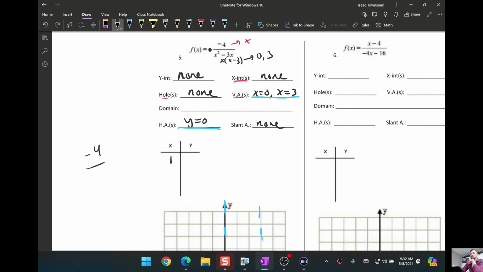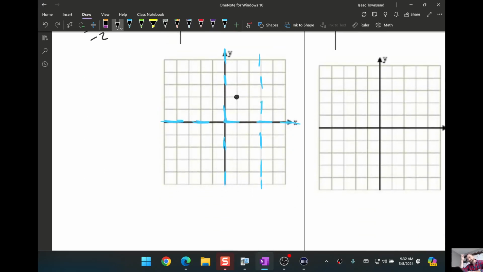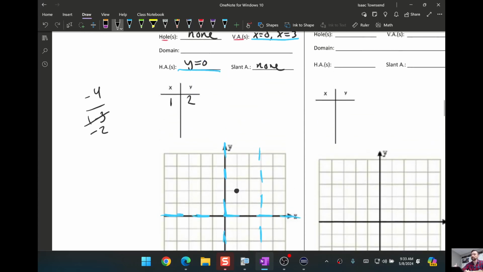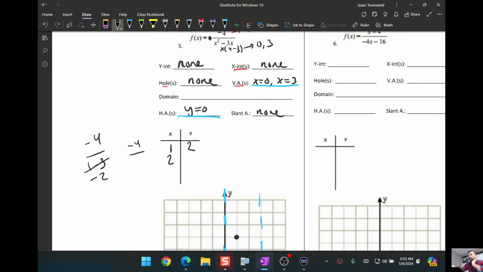Maybe plug in 1. That would be -4 over -2, which reduces to 2. So when x is 1, y is 2. I'm not confident enough yet in my graph, so I'm going to try another point or 2. Maybe plug in 2 to get -4 over 4 minus 6, which would be -2, and 2 again.